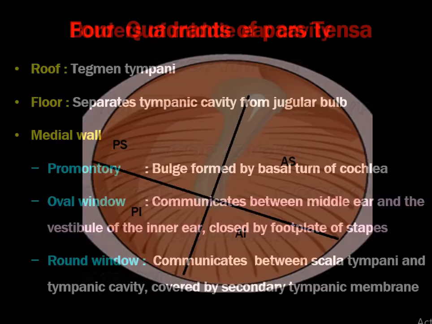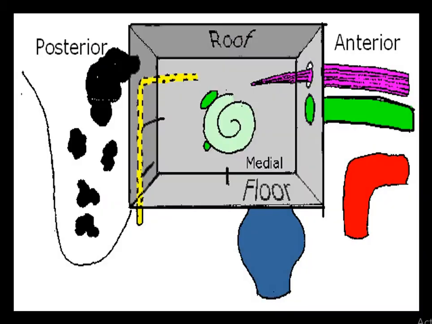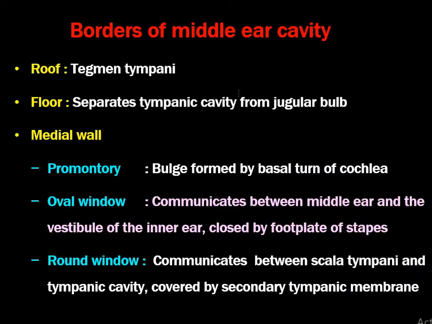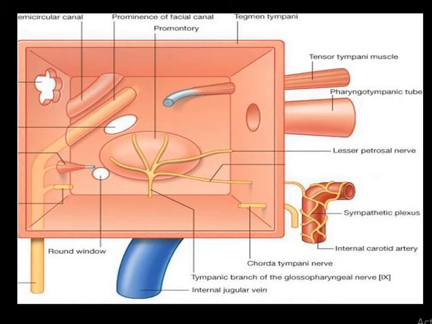What are the borders of the middle ear cavity? A question that can be asked in the exam. The roof is formed by the tegmen tympani. The floor separates the tympanic cavity from the jugular bulb. The medial wall promontory is the bulge formed by the basal turn of the cochlea. The oval window communicates between the middle ear and the vestibule of the inner ear, and is closed by the footplate of the stapes. The round window communicates between the scala tympani and the tympanic cavity, and is covered by the secondary tympanic membrane.